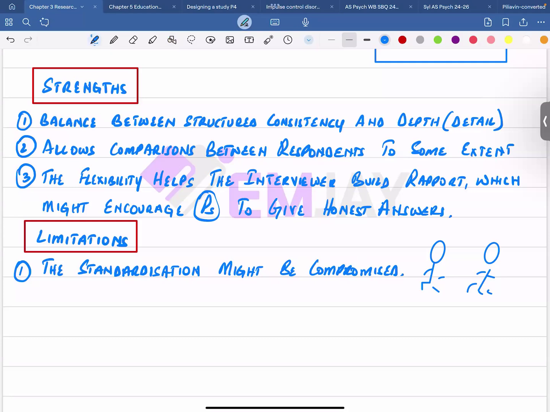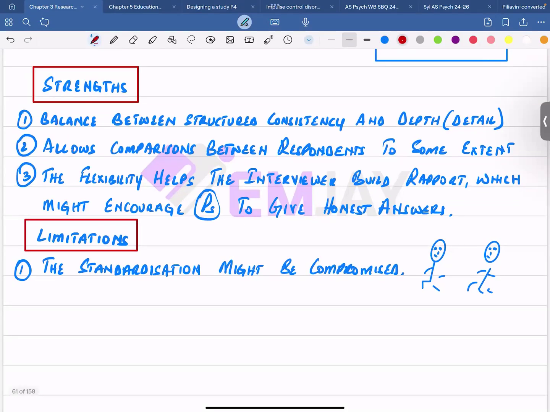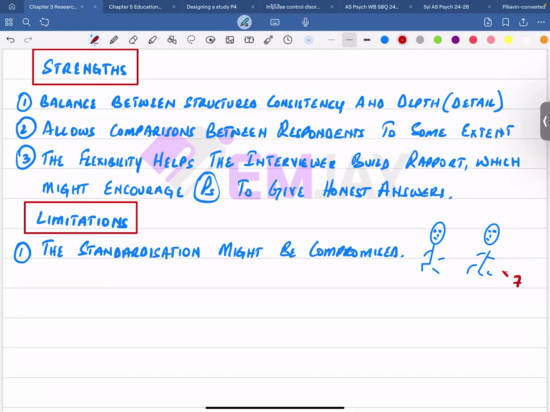Of course, if you're talking about two respondents, respondent number one and respondent number two, because of the flexibility you had, you might end up asking, let's say, 7 questions of this respondent, and you might end up asking 9 questions of this one. Now again, the extent to which you could have used a structured and standardized approach to interviewing gets compromised if you compare this with a structured interview.